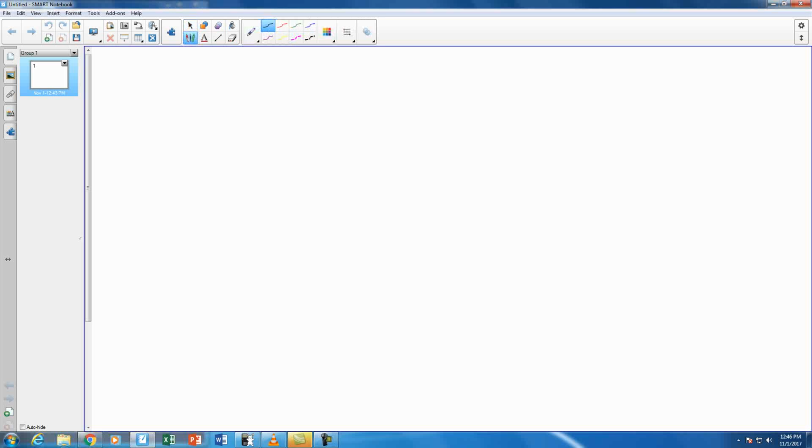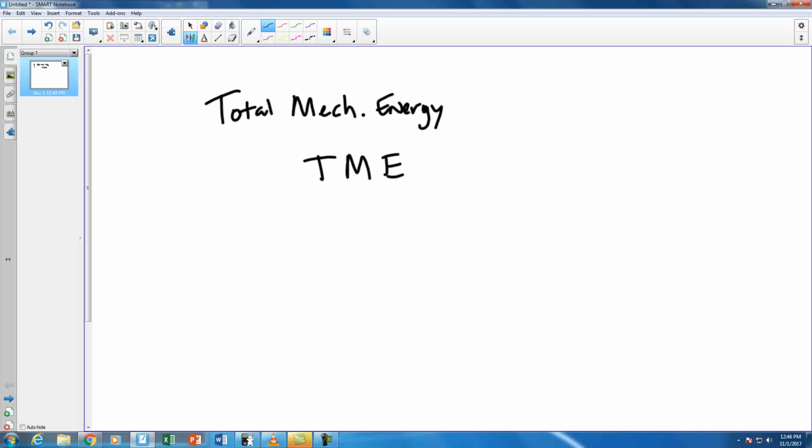Okay, so these are some notes to help you get through the Chapter 6 packet. One of the things that we want to understand is that the total mechanical energy, okay, so you'll see the abbreviation TME, total mechanical energy will be equal to the potential energy plus the kinetic energy. Now, you can take potential energy and as an object falls, convert that into kinetic energy, and vice versa, take kinetic energy as it goes up a hill and turn that into potential energy, but the total should always remain the same.